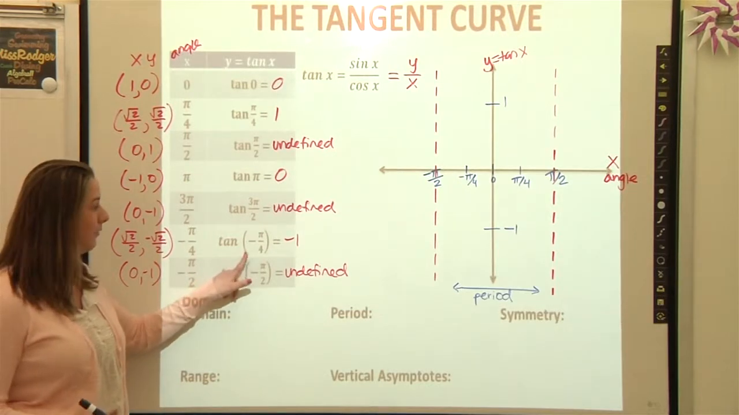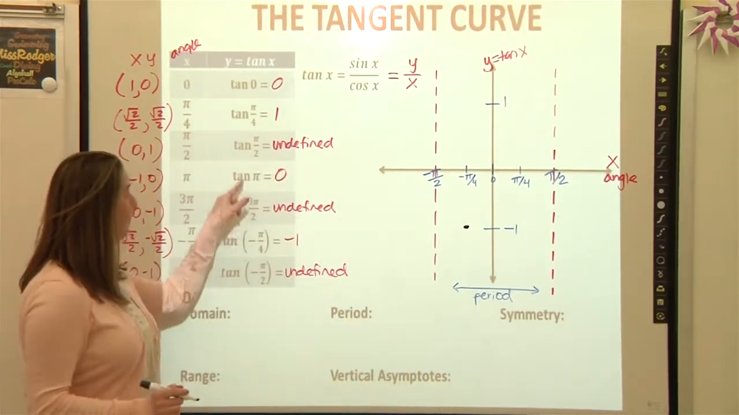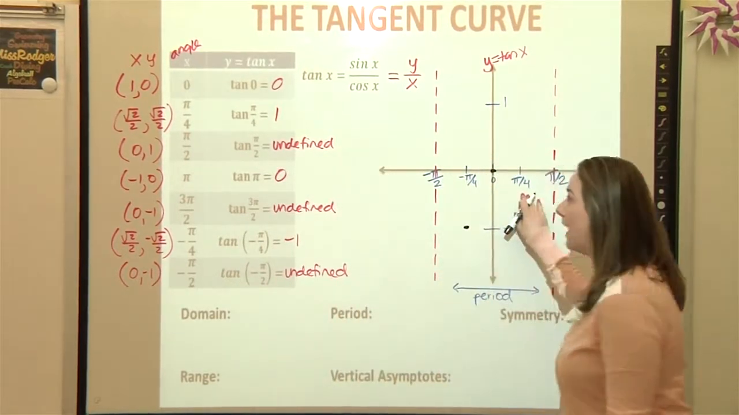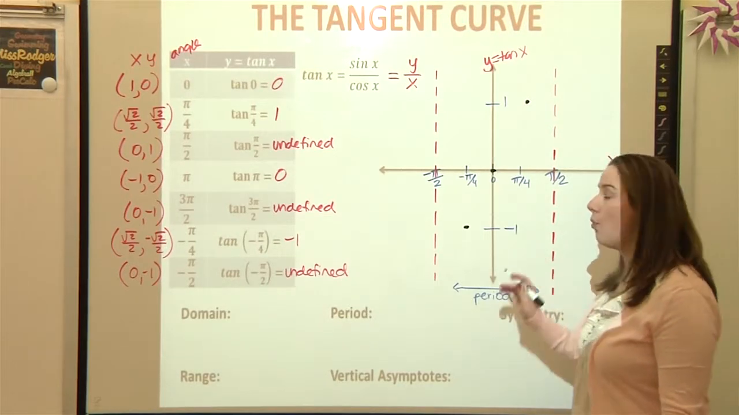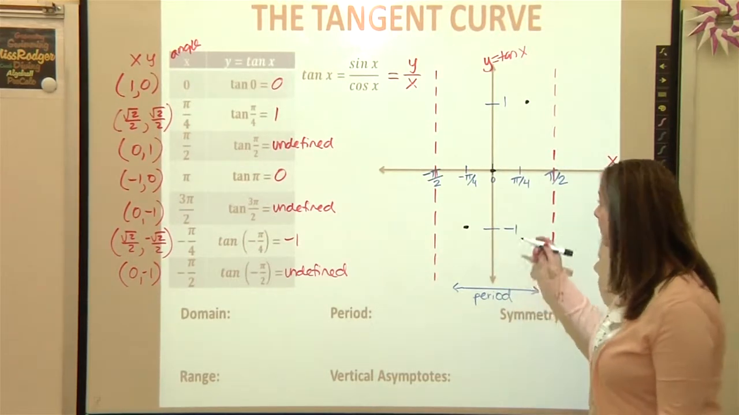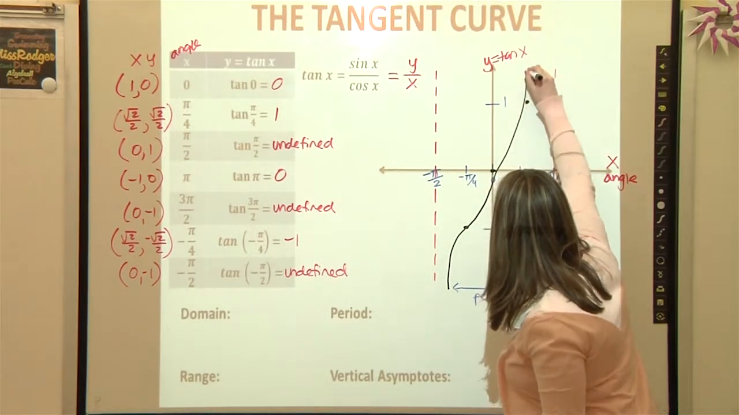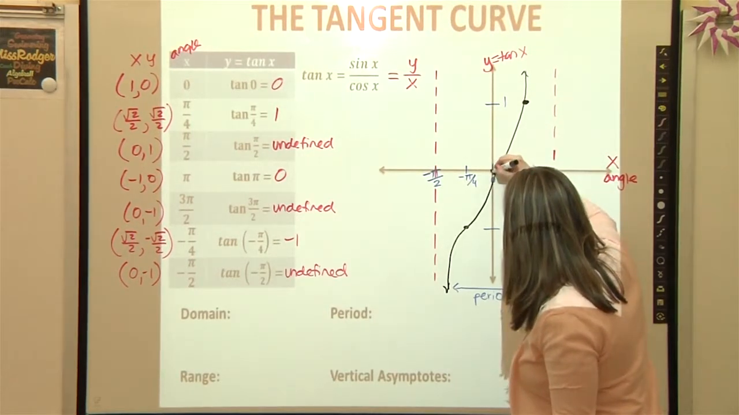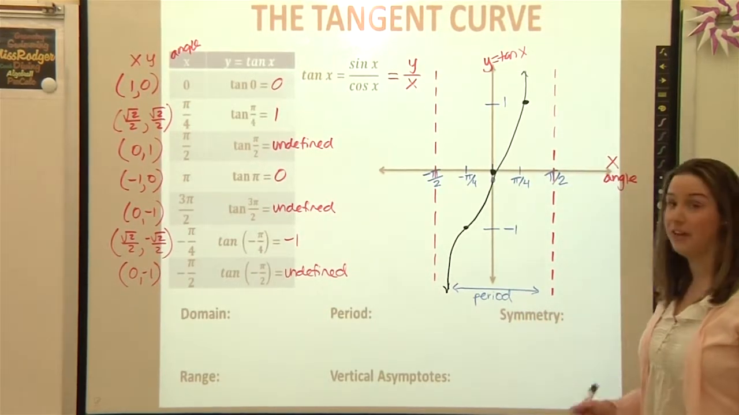So negative pi over 4 is going to correspond to -1. Tangent of 0 is 0. And tangent of pi over 4 is 1. So when I sketch this, again, you want to be conscious of your asymptotes. And you want to get as close to your ordered pairs as possible. And remember, this is a sketch.